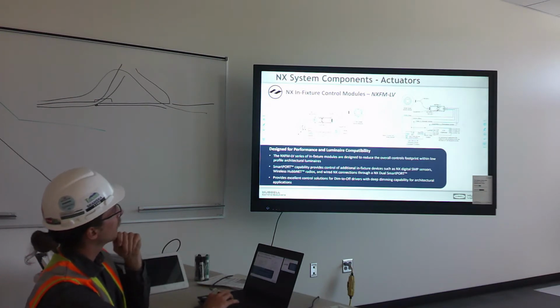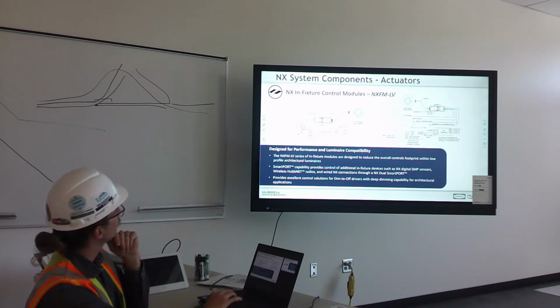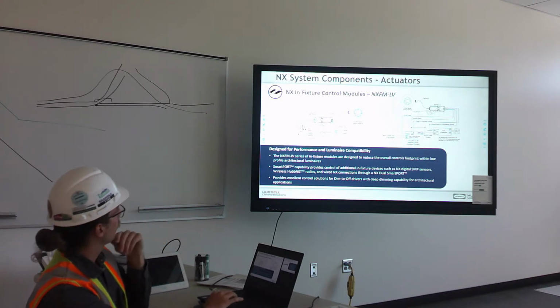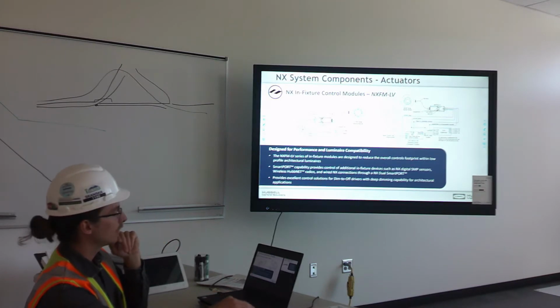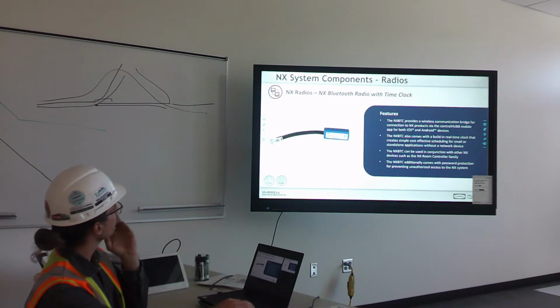So this is a diagram of what I was just talking about. So you'll have your sensor going into your fixture module, and this diagram doesn't show a radio, but you'd also have your radio module connected into that sensor.